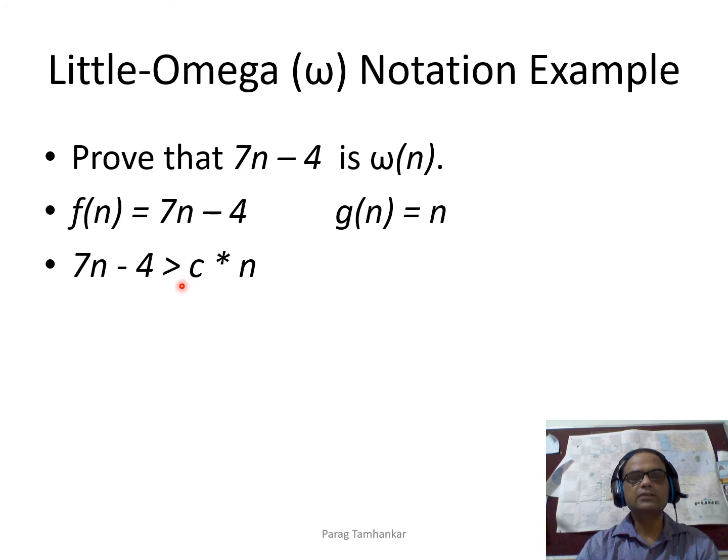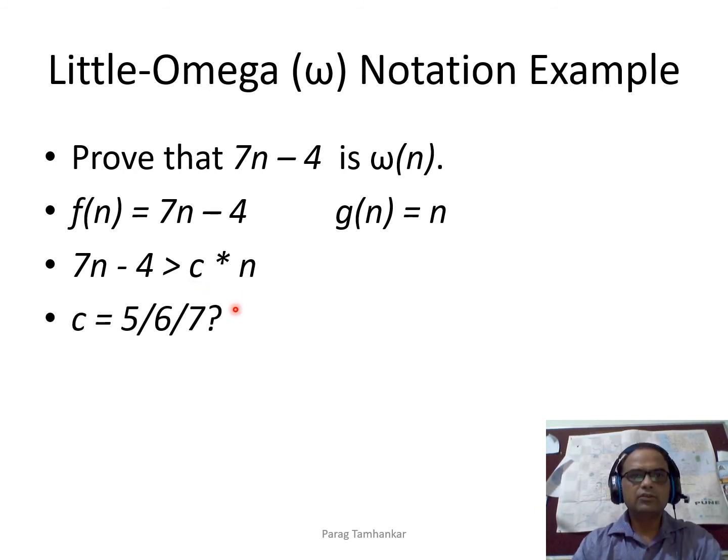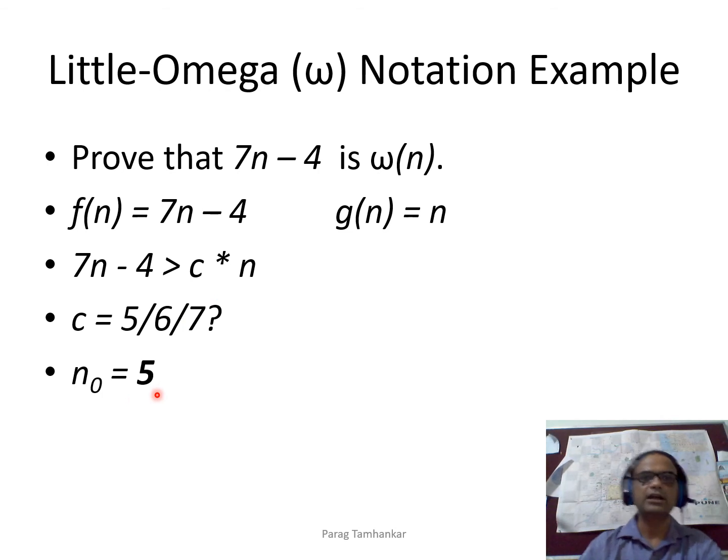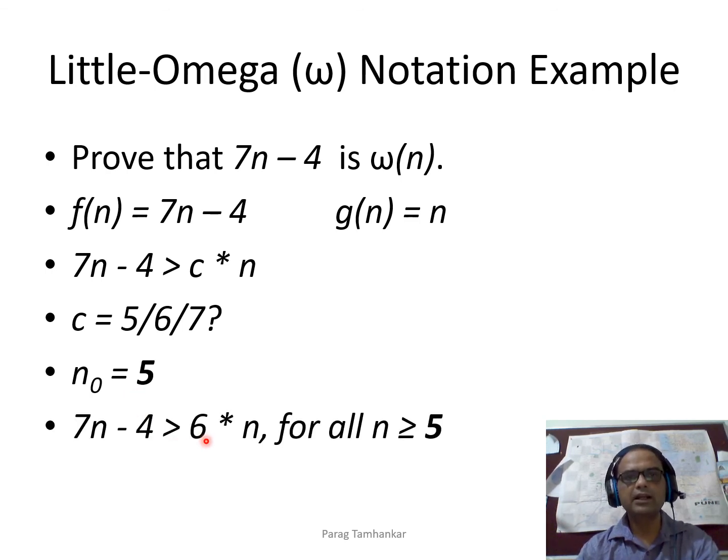So we want 7n minus 4 to be greater than c into n. So what is the value for c which you can choose? Again you can choose c as 6, but once you choose c as 6, we want 7n minus 4 to be greater than 6n. So now we can't take n as 4. If you take n as 4, then it would be 7 into 4, 28 minus 4, 24. 24 greater than 24 is false. So we will start at n naught as 5, because we want strictly greater than. So starting from n naught as 5, 7n minus 4 will always be greater than 6n for all n greater than or equal to 5.